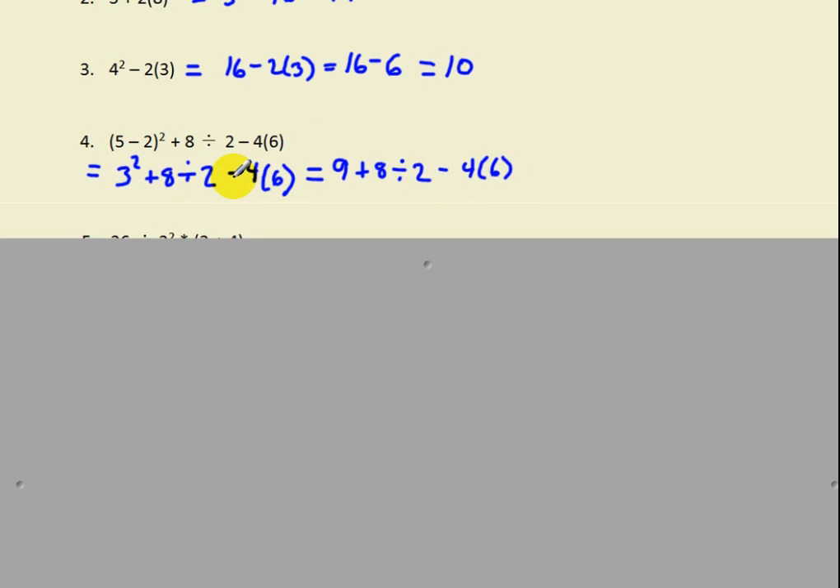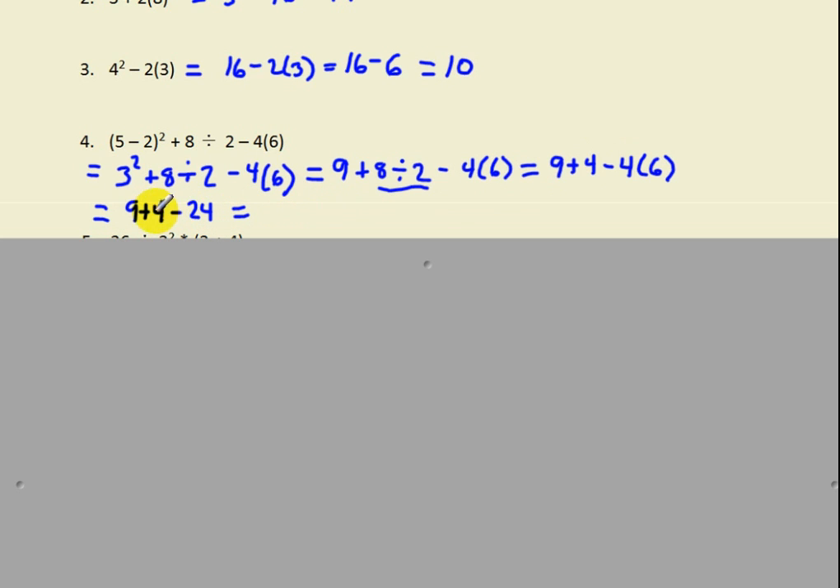So we've taken care of grouping, exponents. Now we have multiplication or division, whichever shows up first. And in this case, the division shows up first, so that's next. So we have 9 plus 8 divided by 2 gives us 4 minus 4 times 6. And we still have several operations left here. Addition, subtraction, multiplication. Multiplication is next. So we have 9 plus 4 minus, and now we look at 4 times 6 is 24.